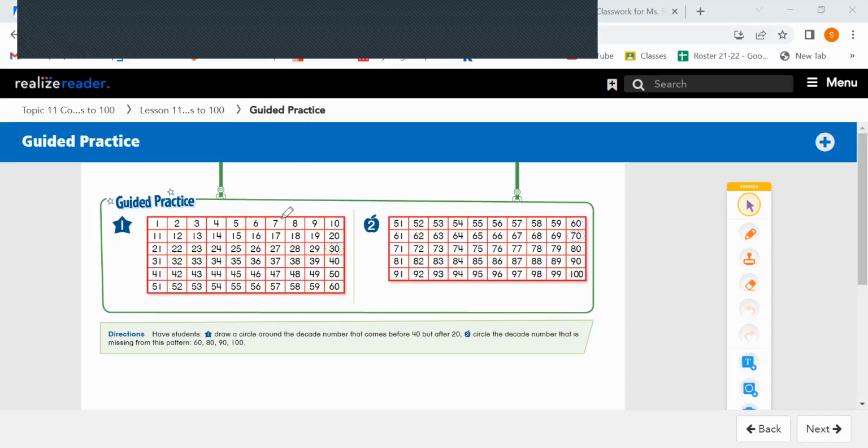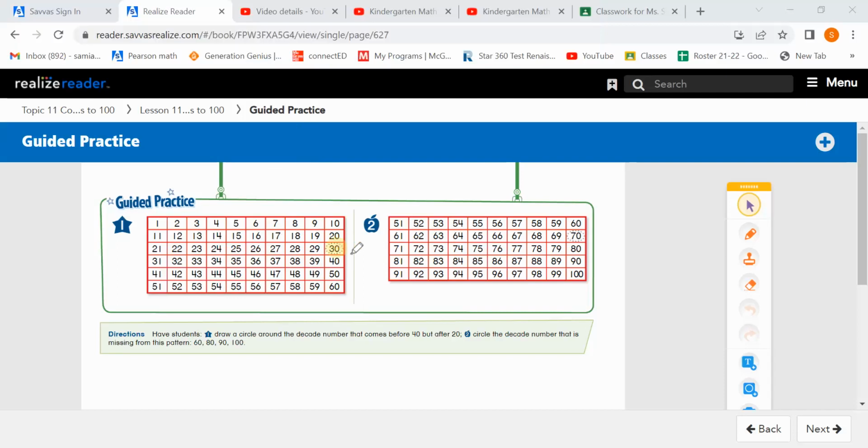Let's look at our guided practice number 1. Draw a circle around the decade number that comes before 40, but after 20. What number comes before 40, but after 20? Which decade number? You're going to draw a circle around it. 30. 30 is the decade number that comes before 40, but after 20.